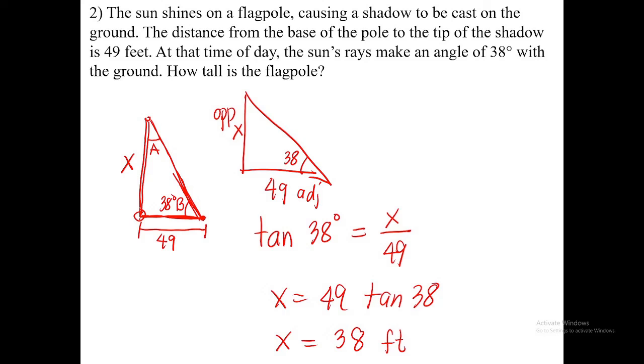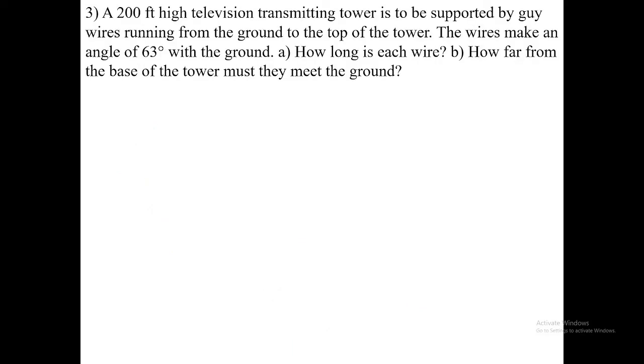Let's go to our third problem. So far, okay, class? Did you understand? Okay, sir. A 200 feet high television transmitting tower is to be supported by a guy wire running from the ground to the top of the tower. For example, if this is our tower over here, I'll just make it a stick, that's our tower. How tall is the tower? 200. So I'm placing 200 over here because that's the height of the tower, 200 feet. Now, the guy wire.